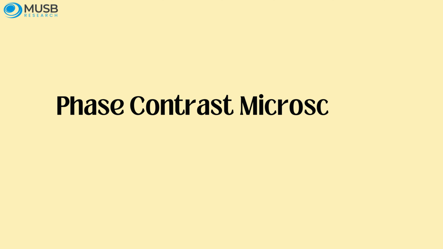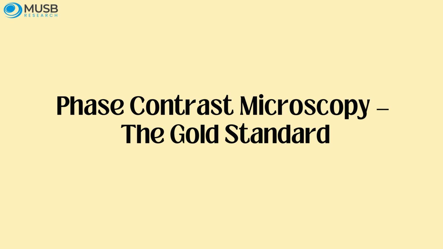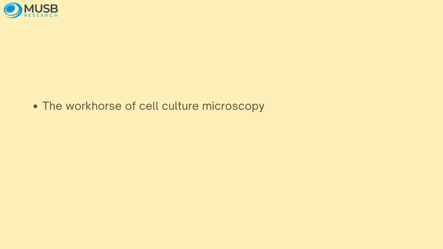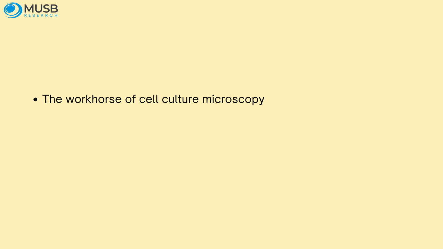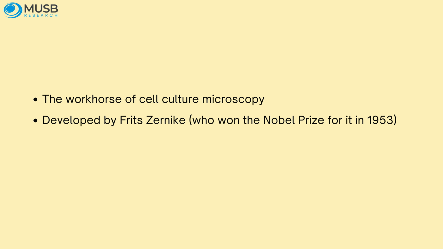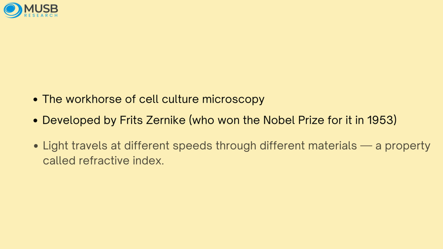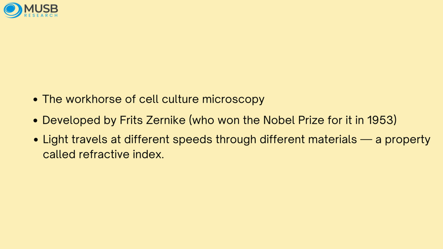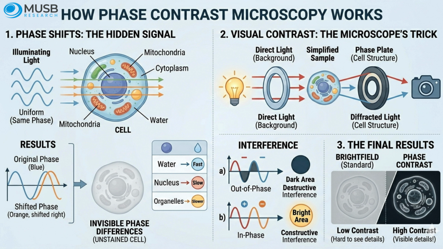Phase contrast microscopy, the gold standard. Phase contrast is the workhorse of cell culture microscopy and should be your daily tool. Developed by Fritz Zernike, who won the Nobel Prize for it in 1953, it exploits the fact that light travels at different speeds through different materials, a property called refractive index. When light passes through a cell, it slows down relative to the surrounding media.